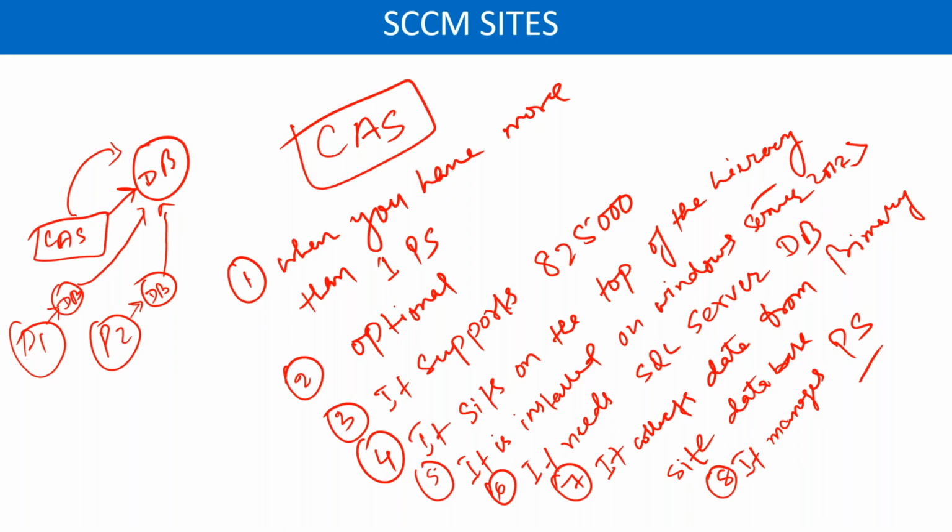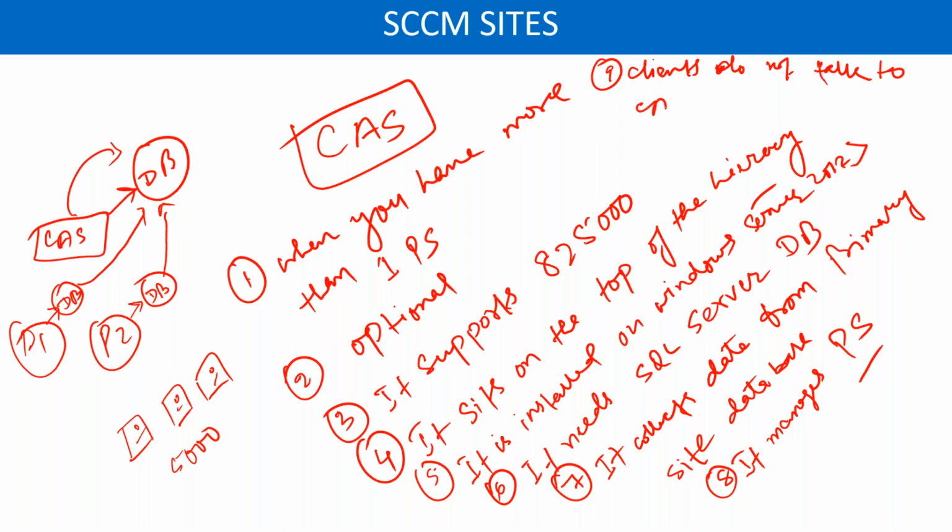Clients have got nothing to do with the central administration site. Suppose you have 5,000 computers, let's say Windows 10, and you install a client on these computers. The SCCM client, which you install on the computers, will never talk to the central administration site. That's not possible. So point number 9 is clients do not talk to the central administration site. Basically, it will be managing the sites, primary sites, not the clients.